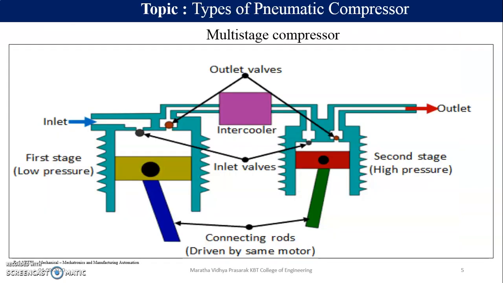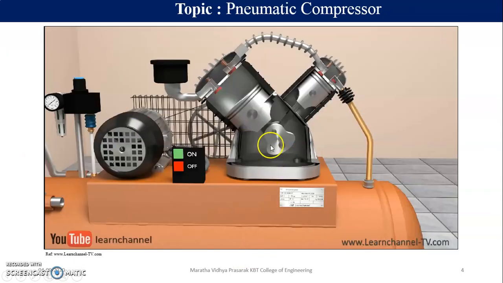Now let's discuss what a multi-stage compressor is. In a multi-stage compressor, the air is cooled in 2 stages. If you could see in the figure, this is an inlet valve, this is also an inlet valve, and this is the outlet valve. This is called the intercooler, the metallic part in between these 2 cylinders. This is the first stage compression, this is the second stage compression. These are the connecting rods driven by the same motor. If I go back one slide, see, it is being driven by the same crankshaft.